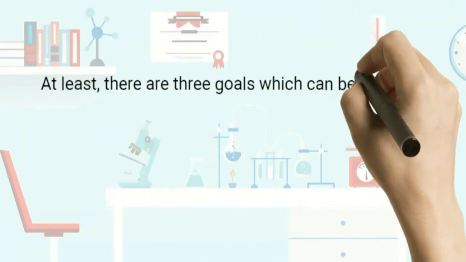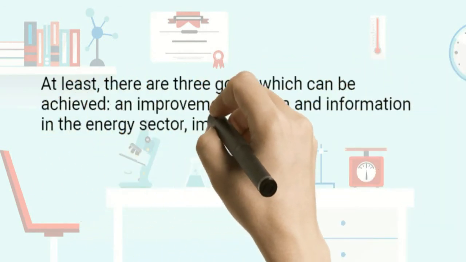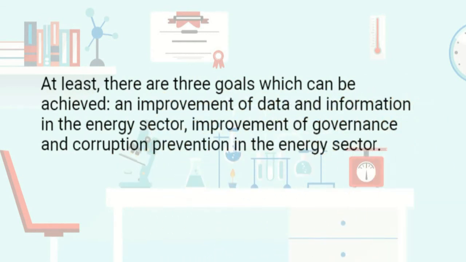At least, there are three goals which can be achieved: an improvement of data and information in the energy sector, improvement of governance and corruption prevention in the energy sector.